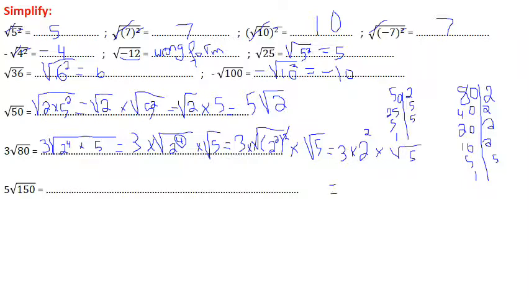Now 3 times 2 squared, it is 3 times 4 times radical 5. 3 times 4 is 12 times radical 5. So my answer is 12 radical 5. In this way we simplify radicals.